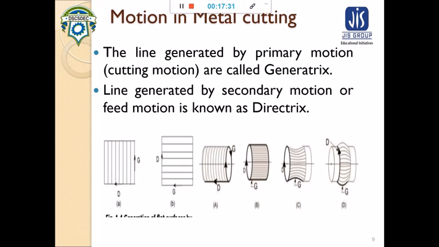So in milling machine, the direction where the generatrix lies is where our primary motion lies, and the direction of directrix is the feed direction.